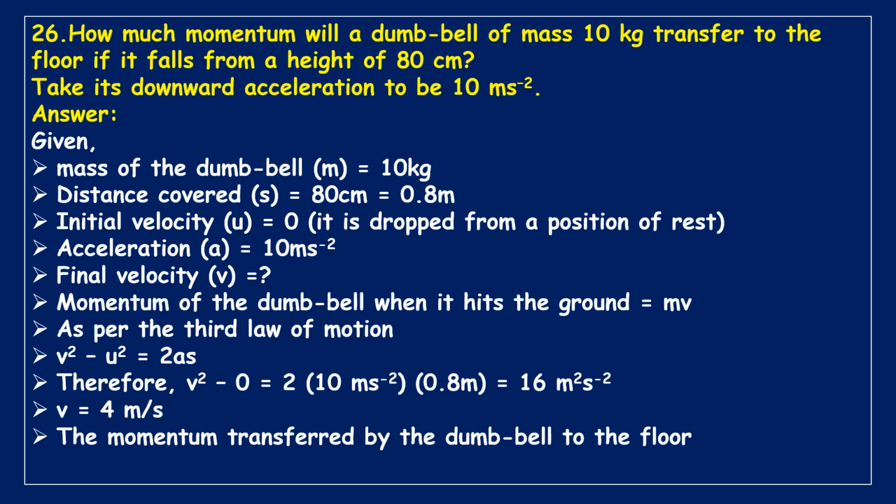Now, final velocity we calculated. Now we calculate the momentum which is transferred by the dumbbell to the floor. That equals momentum formula, mass into velocity, right? So 10 kilograms into 4 meter per second velocity, that gives you 40 kilogram meter per second. This is the momentum that is transferred by the dumbbell to the floor after it falls from a height of 80 centimeter.